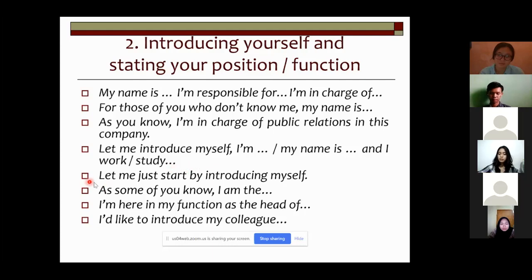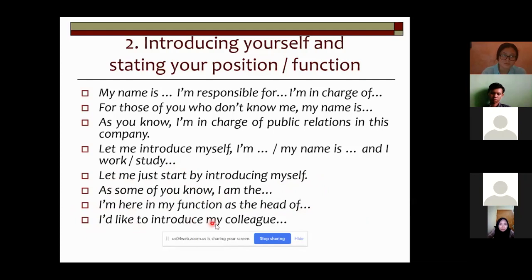Okay, and then the next example, you may state, let me just start by introducing myself. Then you introduce my name or I'm with your complete name. Or, as some of you know, I'm the manager of blah, blah, blah, for example, right? Or, I'm here in my function as the head of PT blah, blah, blah, for example.